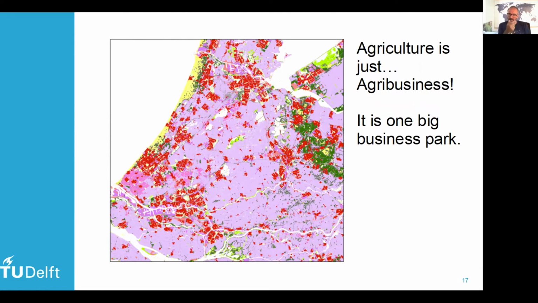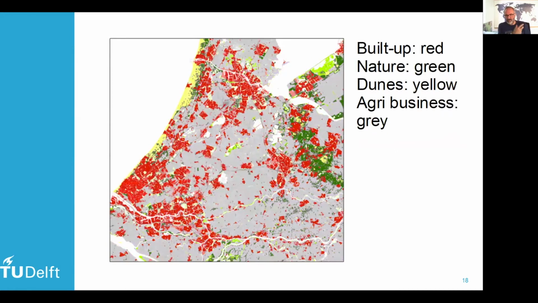Now, if we go one step further, we could also say that, and let's combine these things a bit. We could also say that we have nature and we have business. And then we have industry, which is a bit heavier, and most of it is built-up area anyway. So we changed the map legend again, and you see this one. The built-up area and industry is all in red. Nature is in green. Dunes are in yellow, and agribusiness is just grayish. It's kind of the default option here, you know.